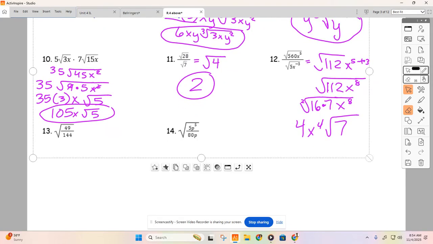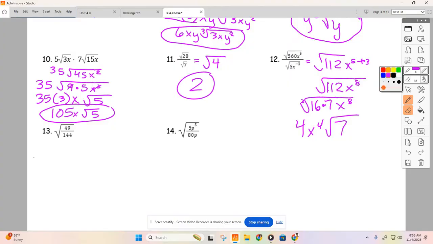Number 13 is easier if we don't actually divide 49 by 144, because those are both perfect squares already. Yep, that's it for that one. For 14, yeah.